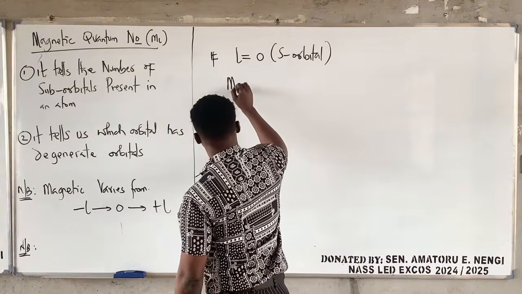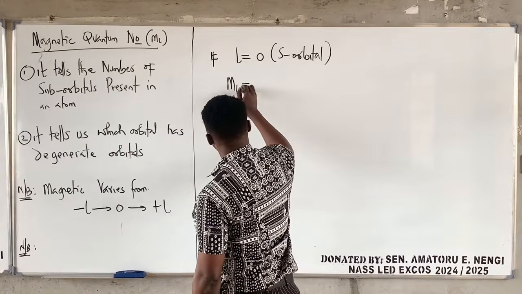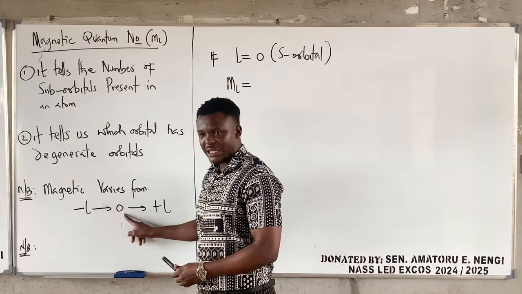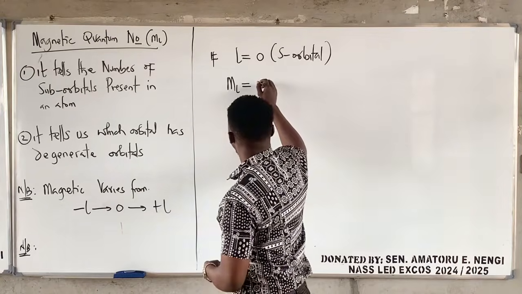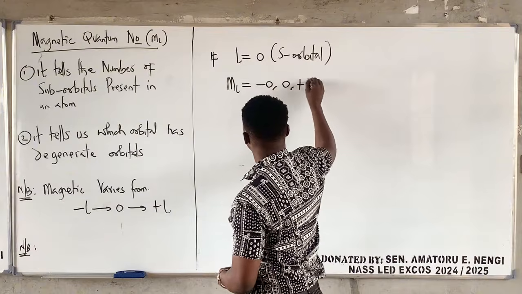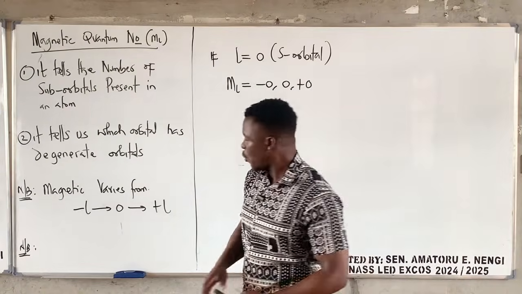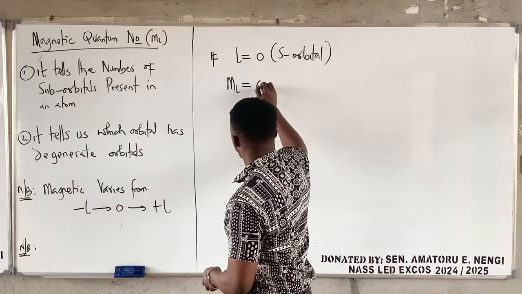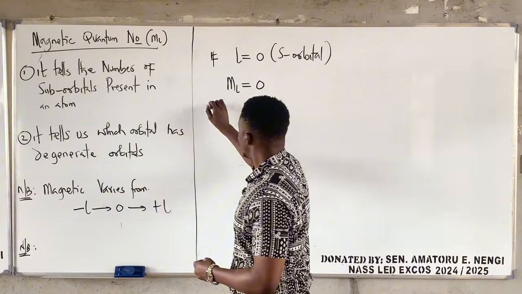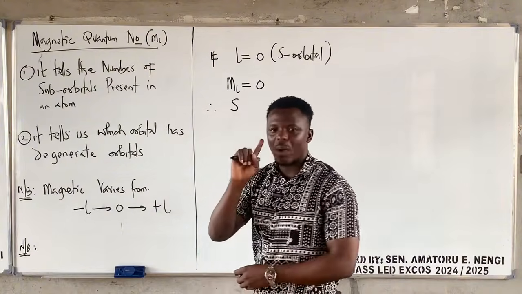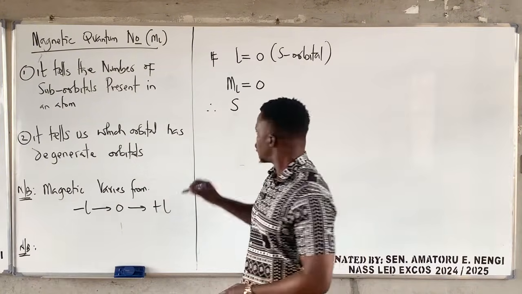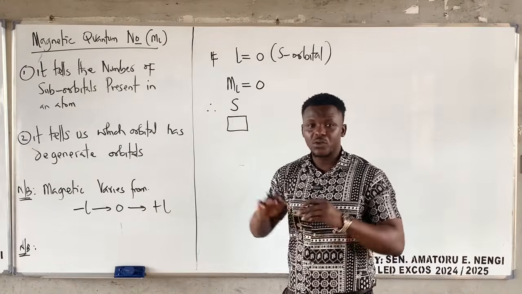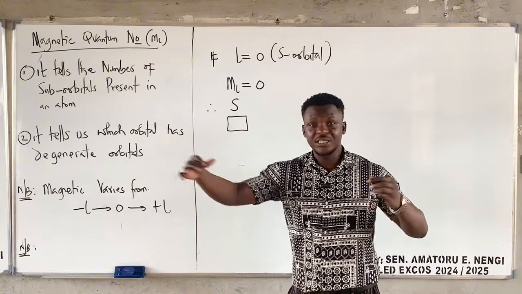Now ML says whatever L is, start from the negative of that to 0 and to the positive. But we cannot have minus 0, 0 and plus 0. 0 is 0. So once L equals 0, ML must give us what? That is why S orbital only has 1 orbital. So if you're drawing a box for S, you can only see something like this for S. But if you're drawing for P, you see 3. If you're drawing for D, you see 5.